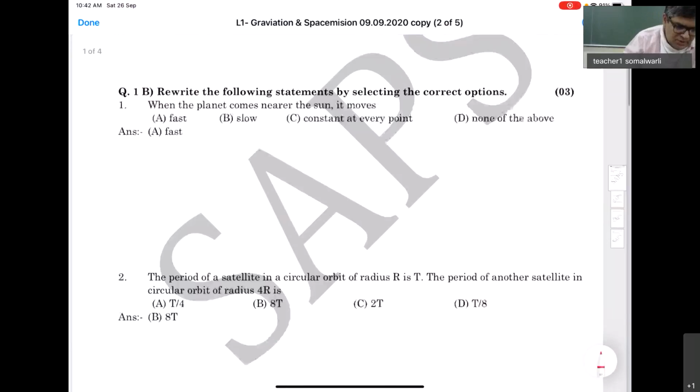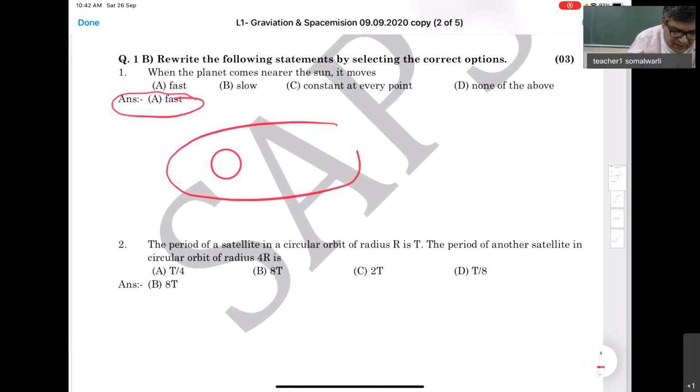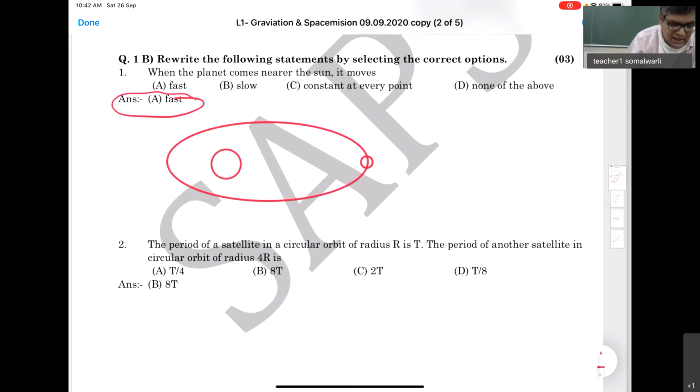Let's move to question number 1b now. If you look at question number 1b, it says when the planet comes nearer the sun, it moves faster, or in other words we say its linear velocity increases. Now why is it so? It's very simple. Let's consider that this is the star and this is the orbit around the star, and by Kepler's first law the orbit must be elliptical in nature. Let's say this is the planet which is revolving around the star.